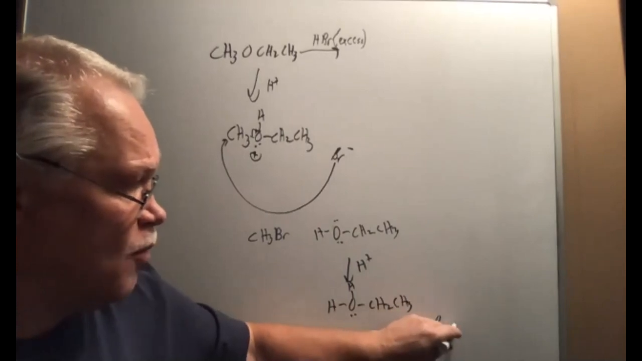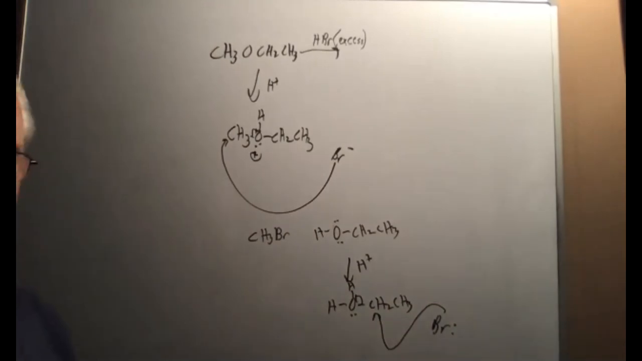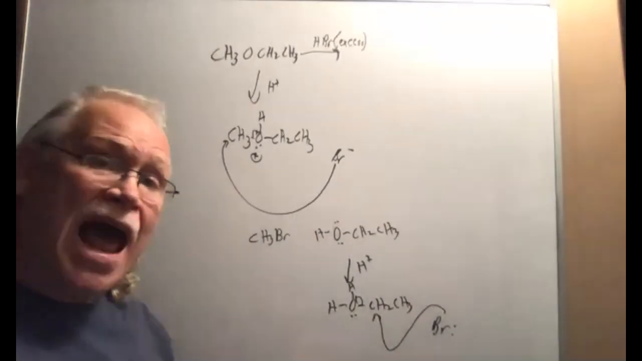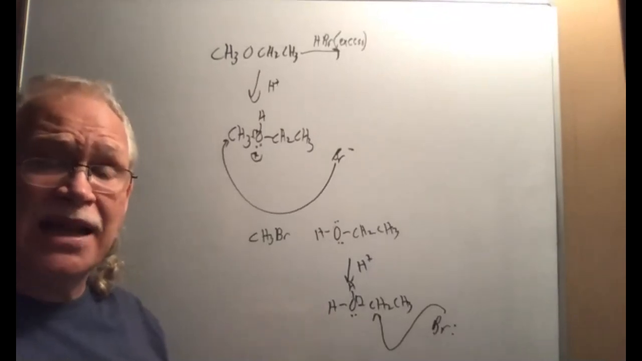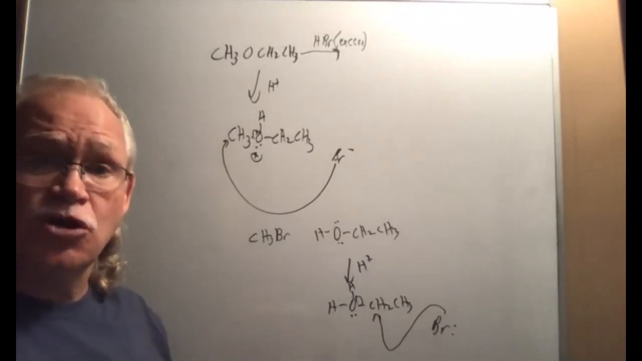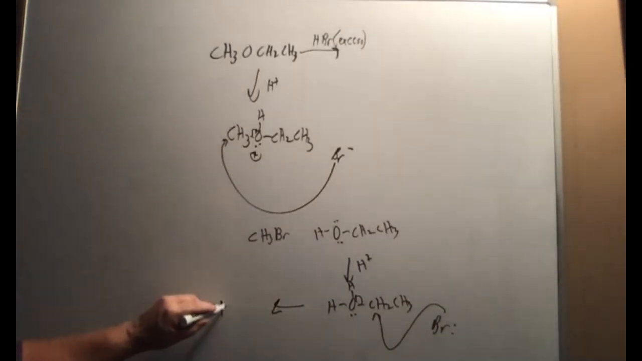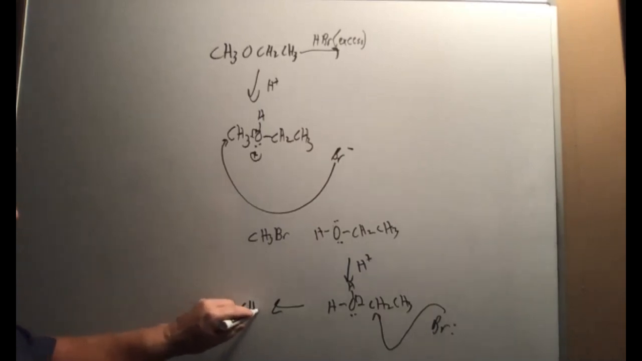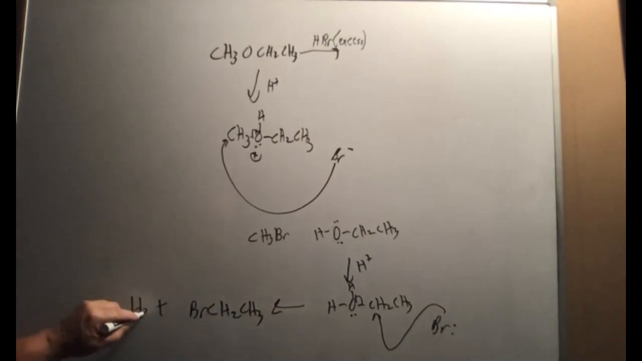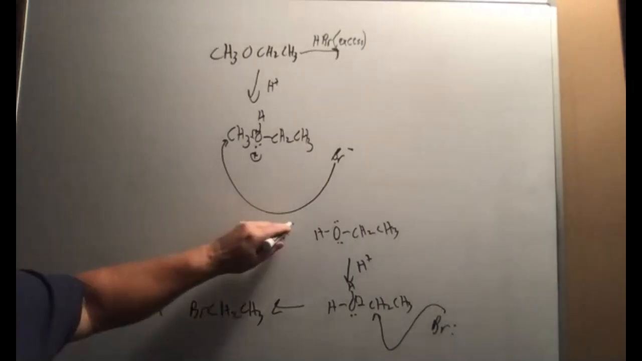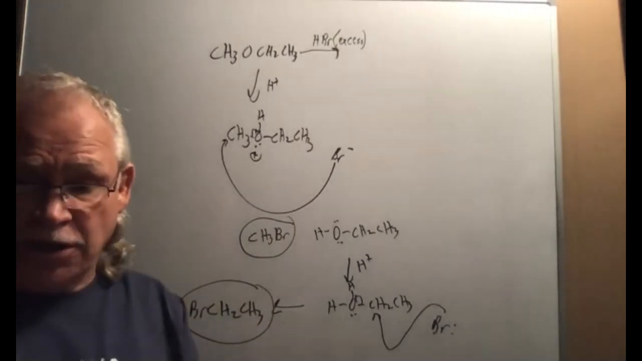Then will the bromine come in and backside attack this, kicking off the water? Notice that is a primary halide. Can primary halides undergo backside attack? And the answer is yes, they can. So the next product will be ethyl bromide, and I'll write it with the bromine on the other side. I could have turned it around if I wanted to, and water is the other product. So notice in this case, we got 2 alkyl halides from the reaction.